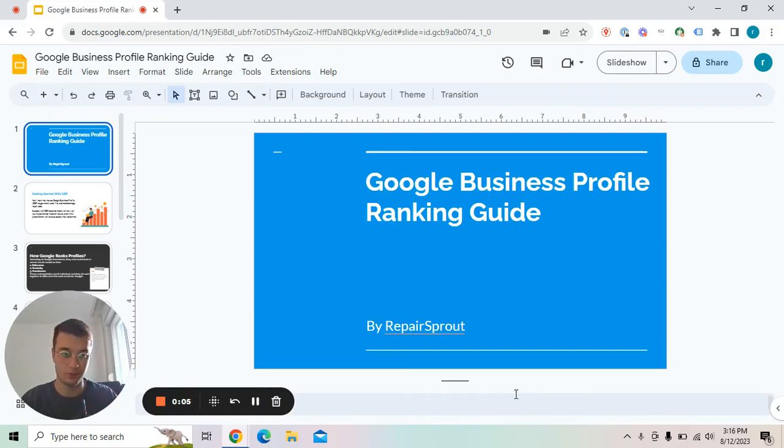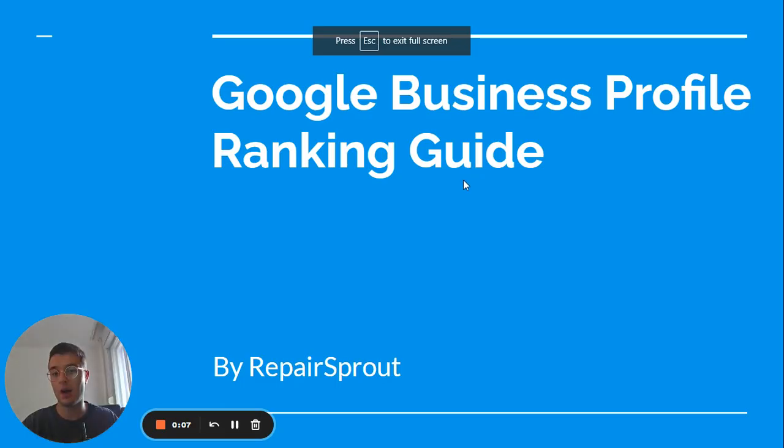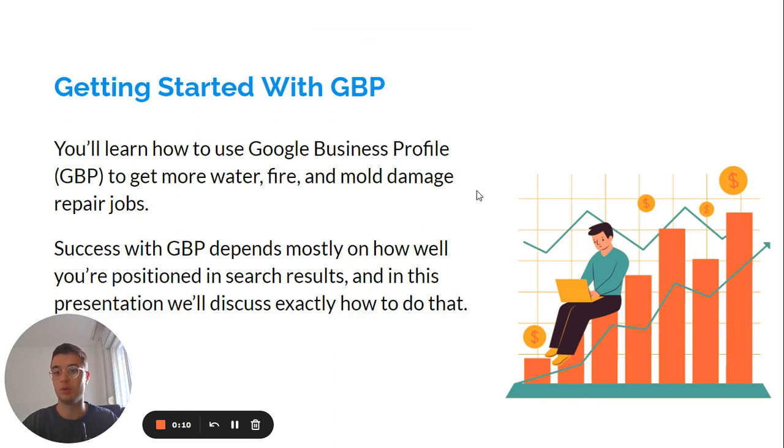In this Google Business Profile Ranking Guide, you will learn how to increase the performance of your Google Business Profile, exactly GBP, to get more water, fire, mold damage jobs. And by increased performance, I mean you learn how to rank your Google Business Profile higher for keywords that result in calls and leads for restoration companies, like water damage restoration company near me, water damage restoration company New York City, water removal, water damage repair, mold removal and stuff. So you will learn how to rank for those keywords.